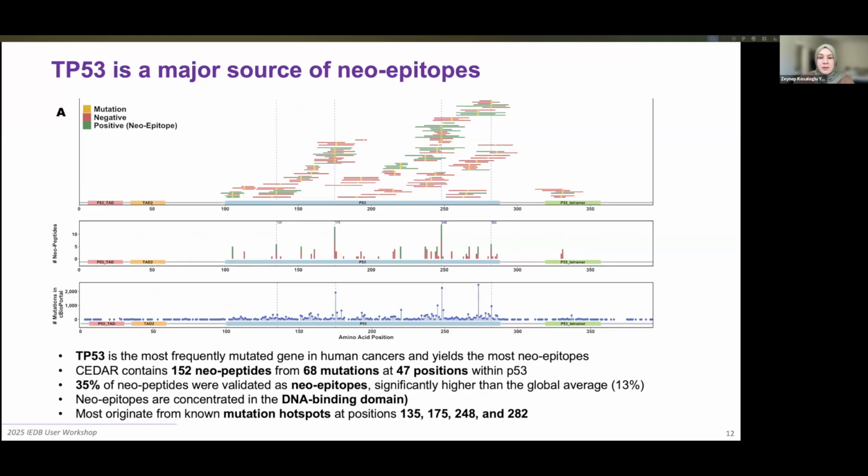But again, we have the bias here because TP53 is being tested again and again. So these epitopes have a lot more assays. So the chances are higher that you have a positive assay as well.